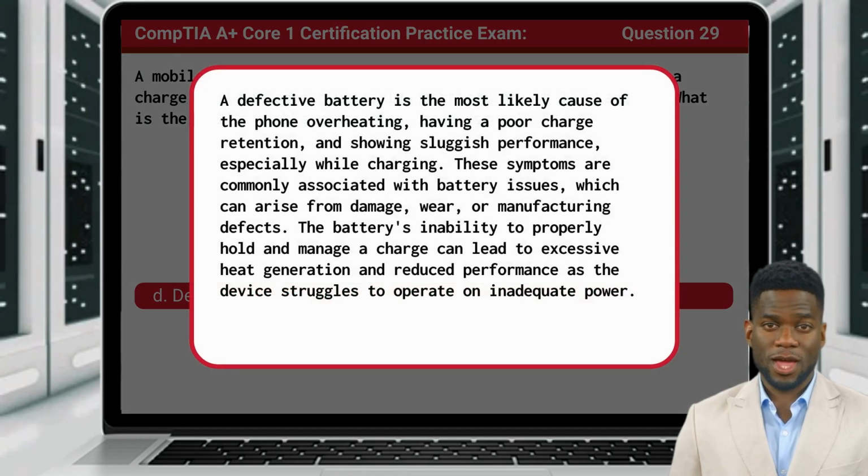A defective battery is the most likely cause of the phone overheating, having poor charge retention, and showing sluggish performance, especially while charging. These symptoms are commonly associated with battery issues, which can arise from damage, wear, or manufacturing defects. The battery's inability to properly hold and manage a charge can lead to excessive heat generation and reduced performance as the device struggles to operate on inadequate power.